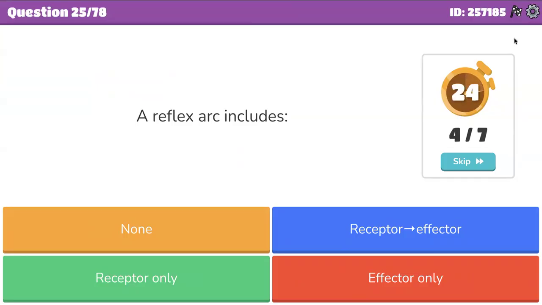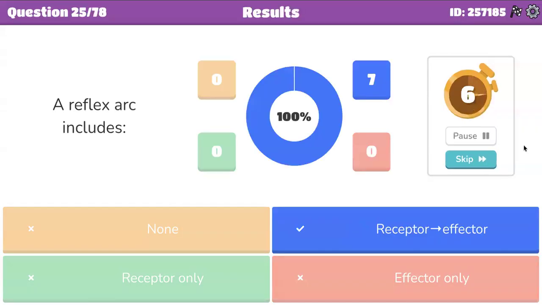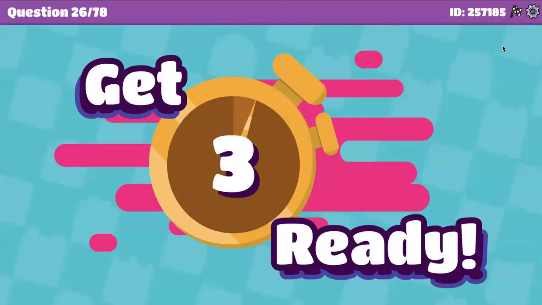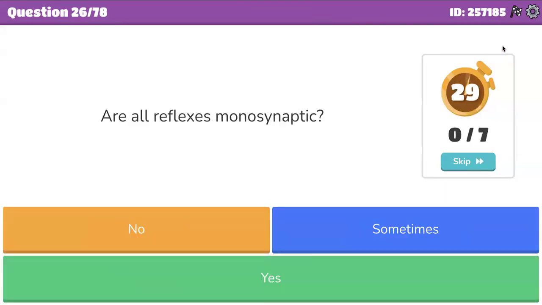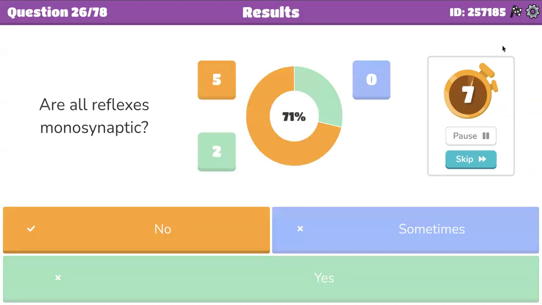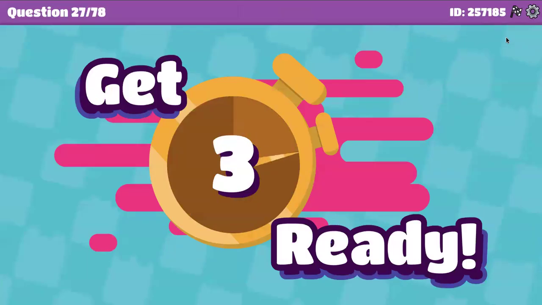A reflex arc includes what? A receptor and an effector. Are all reflexes monosynaptic? Do they only have one synapse? No, some could have more than one synapse.